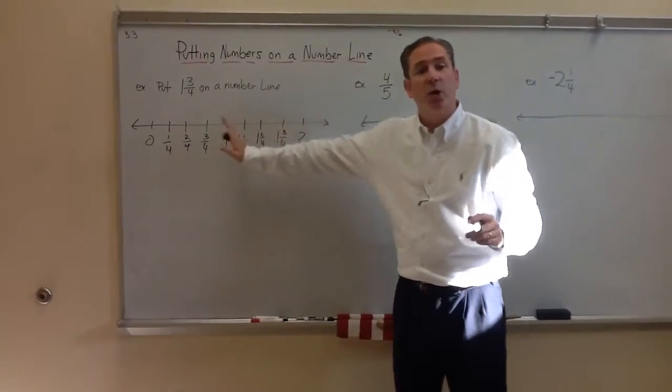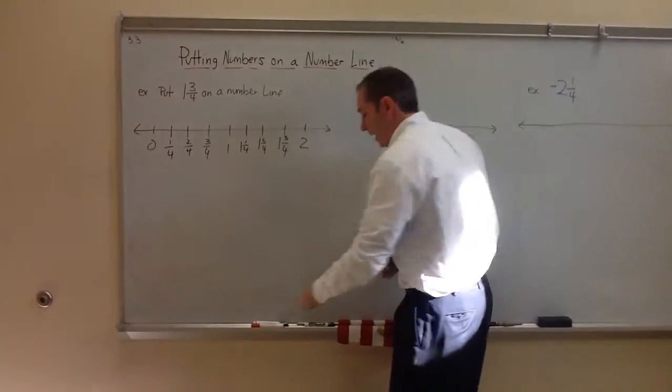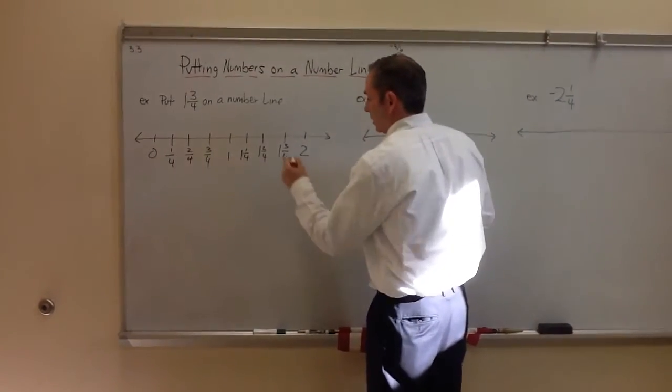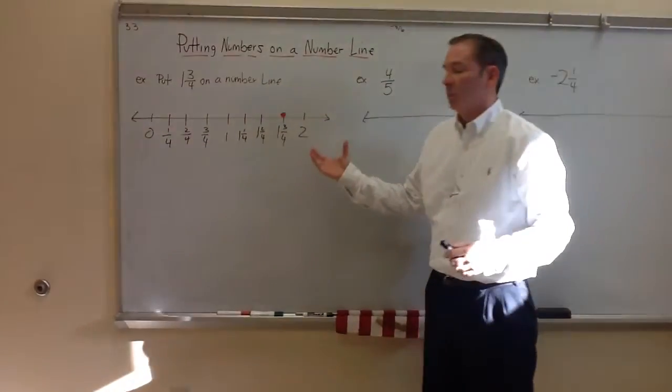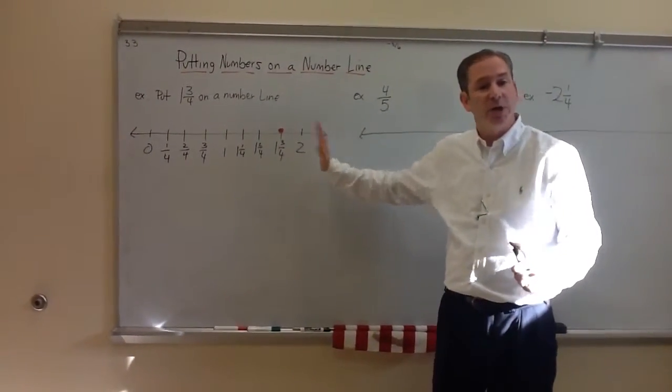So our spacings are all 1/4. And once we have that, we know where 1 3/4 is. So we just put a nice little mark on 1 3/4. Again, it's a mixed number that can be put on a number line if the spacing is right.